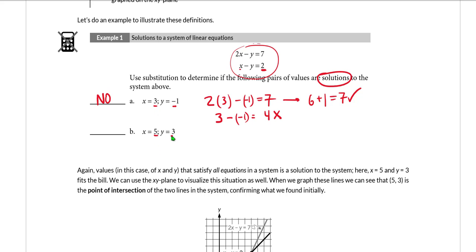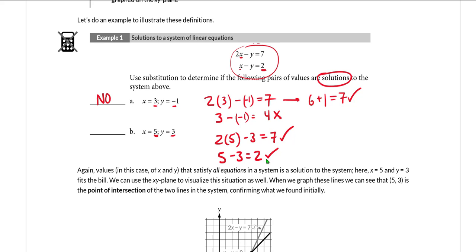Now 5 and 3, let's take a look at this one. So now for the first equation we have 2 times 5, again substituting the 5 value in for x up here, minus 3, that is 10 minus 3, which is indeed 7. So the first equation is satisfied. The second equation would be 5 minus 3, which is indeed 2.